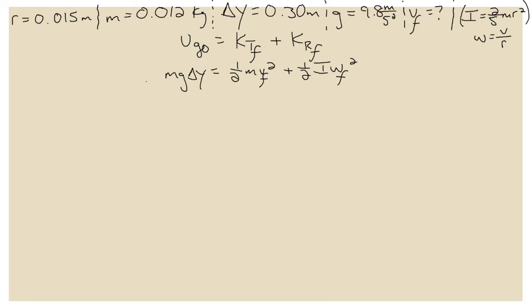When we make those substitutions, the next line is going to look a little something like this. We'll have mg delta y equals 1/2 m v final squared plus 1/2. For I, we'll sub in 2/5 m r squared.